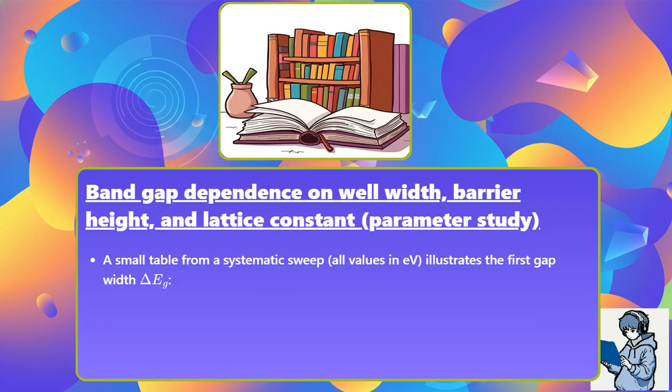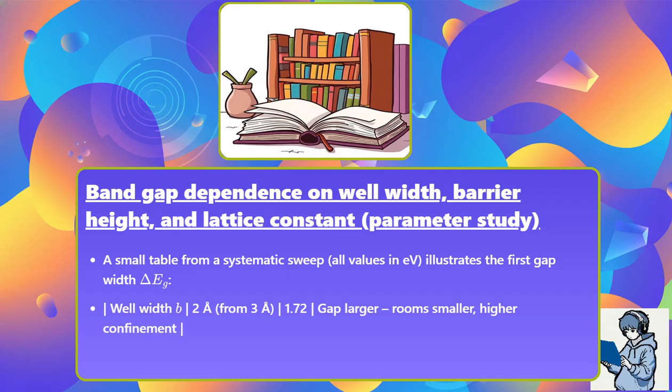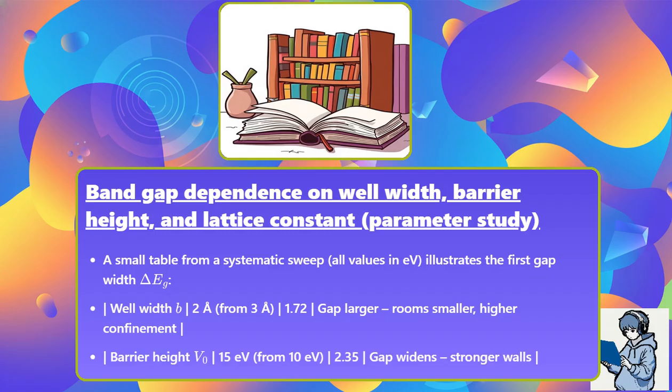A small table from a systematic sweep, all values in electron volts, illustrates the first gap width, delta E sub G. Well width b changed to 2 angstroms from 3 angstroms. First gap delta E sub G equals 1.72 electron volts. Observation: gap larger, rooms smaller, higher confinement. Barrier height V0 changed to 15 electron volts from 10 electron volts.